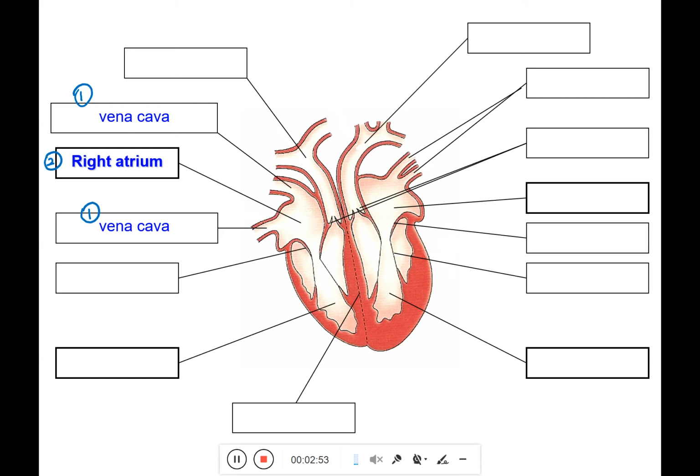This heart chamber collects the blood. So please also add these arrows to showcase the blood flow. I use blue color because it represents deoxygenated blood. Then the blood in the right atrium will be pumped into right ventricle.